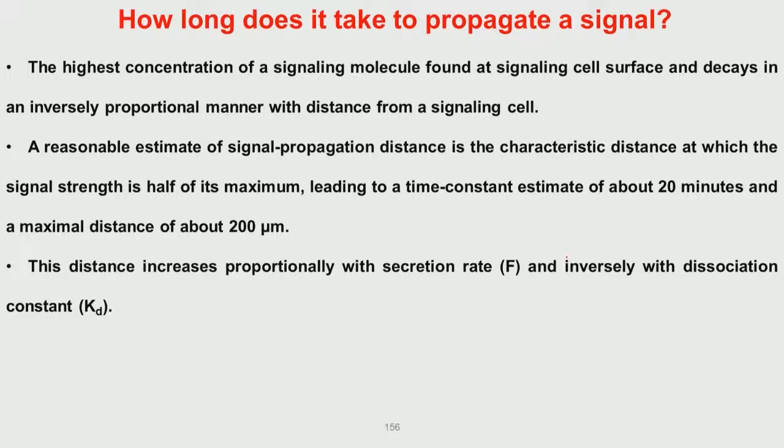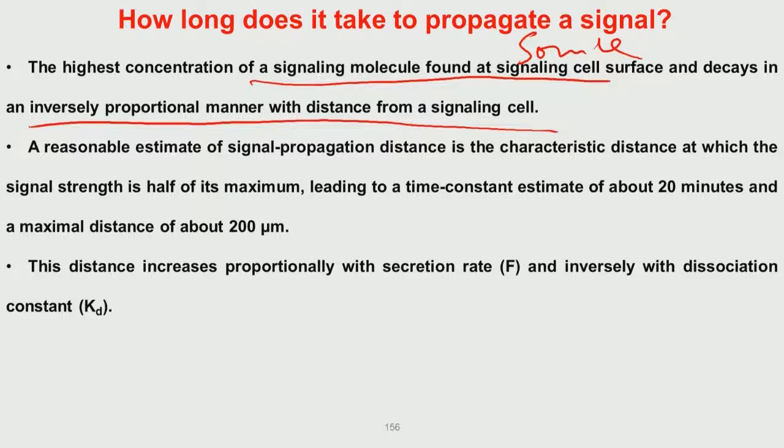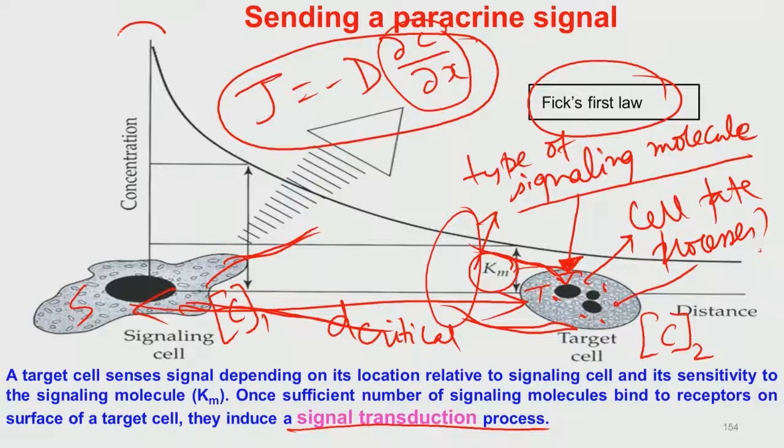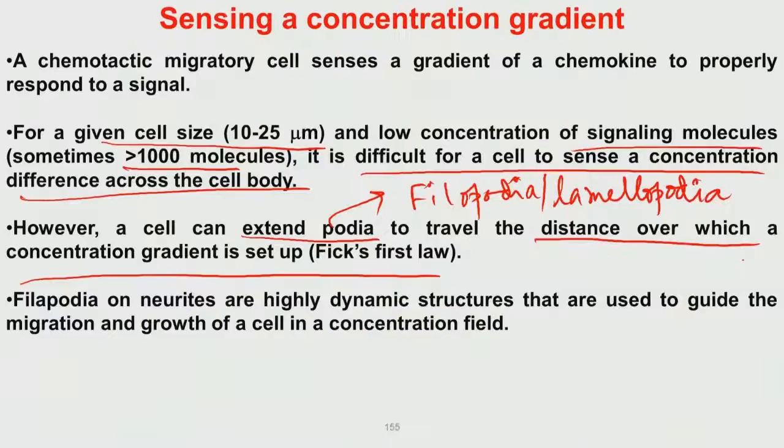So, the highest concentration of a signaling molecule is always found at the signaling cell surface or the source cell surface, and it is inversely related to the distance from the signaling cell towards the target cell. A reasonable estimate for the signal propagation distance is the characteristic distance at which the signal strength is half of its maximum. Signal strength means here the signaling molecule concentration at the source cell. As you see, it asymptotically decreases as you go from source cell to the target cell. So, anytime I mention the signal strength, that means the signaling molecule concentration at that particular cell.